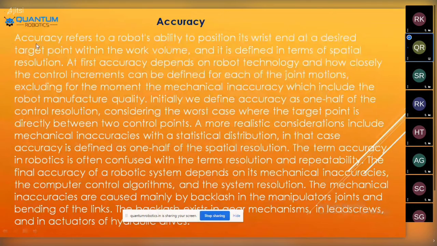Accuracy refers to a robot's ability to position its wrist end at a desired target point within the work volume, and it is defined in terms of spatial resolution. Accuracy depends on robot technology and how closely the control increments can be defined for each joint motion, and on the mechanical inaccuracies, which include the robot manufacturing quality.